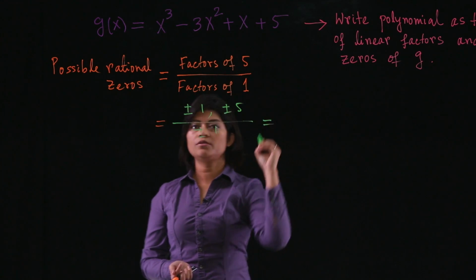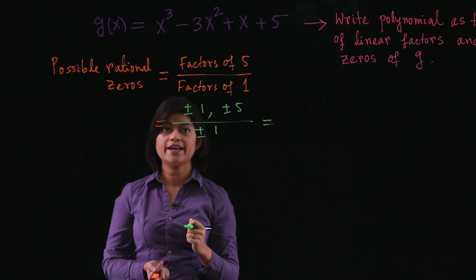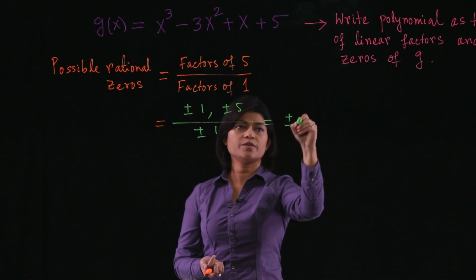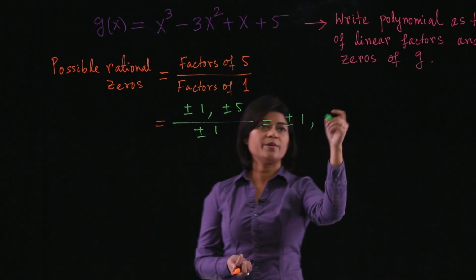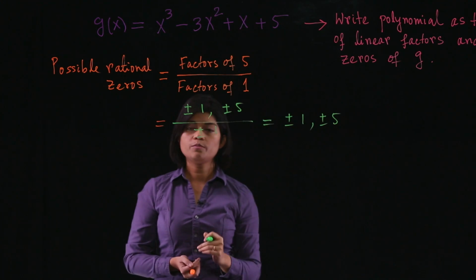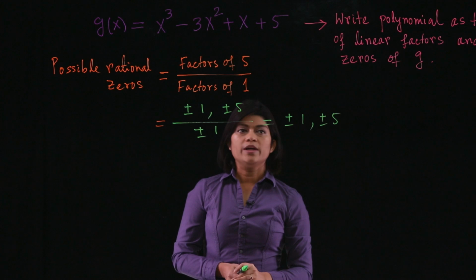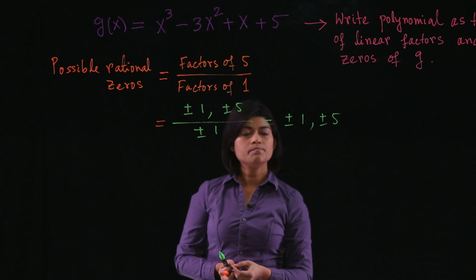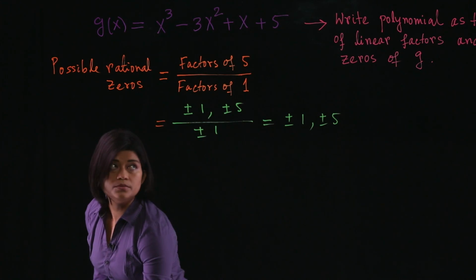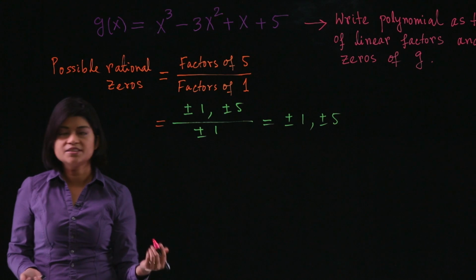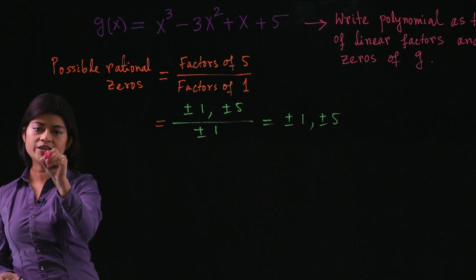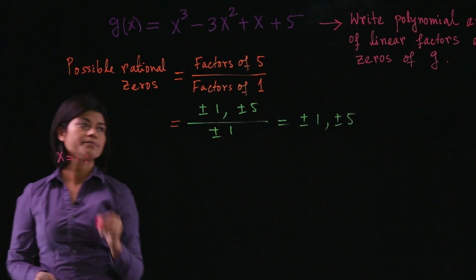So what are the possible rational zeros that this g can have? Okay, so let's see, plus minus 1 divided by plus minus 1, it's just plus or minus 1. And when you divide that by 5, you get plus minus 5. So there can be 4 possible rational zeros. Well, we can start checking one at a time which one will be a 0. So we can easily do it by synthetic division. So let's start with x equals 1. Let's check if x equals 1 is a 0 or not.